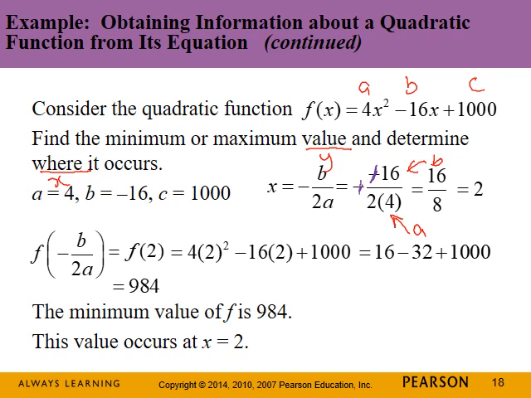So once again, pay attention to the notation. The value is the y. The where it occurs is the x, okay? So let me make a little notation right here. This is a y value. So the value is a y, occurs is an x.